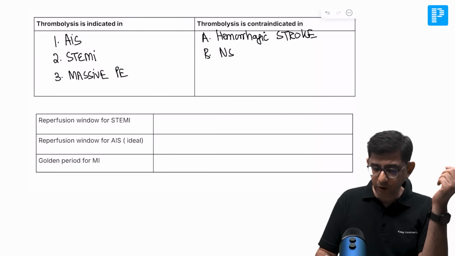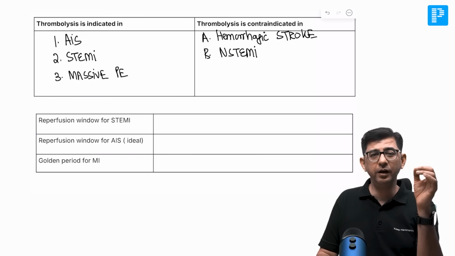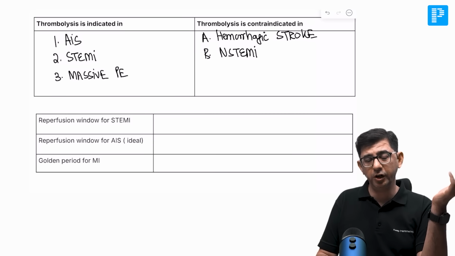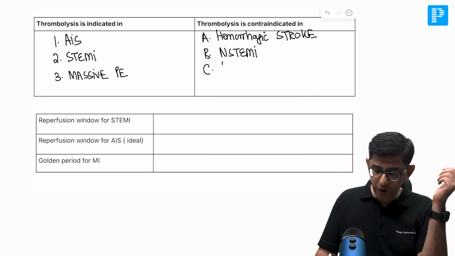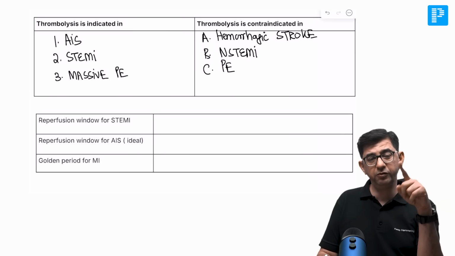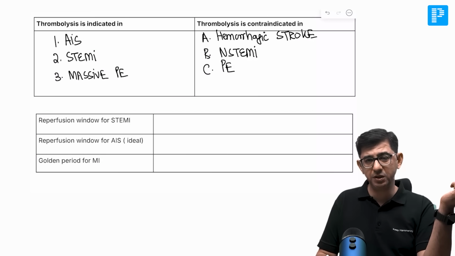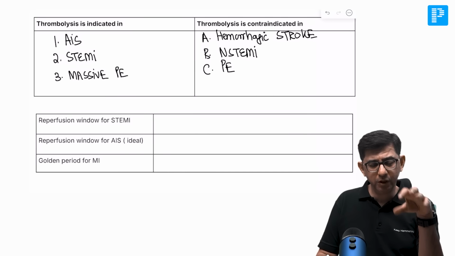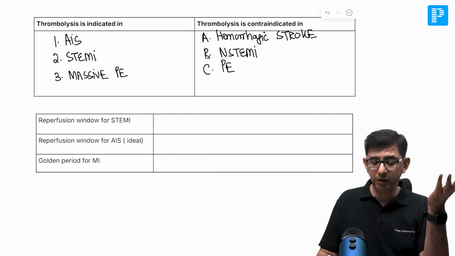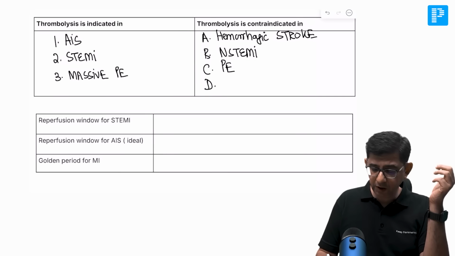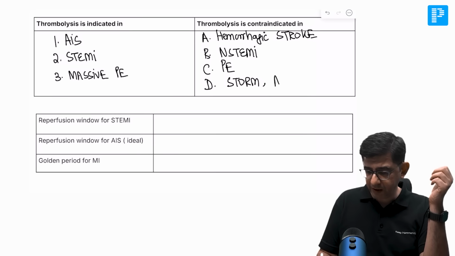We don't do thrombolysis in a non-ST elevation myocardial infarction because it's a platelet-rich clot. I've already explained that in the cardiovascular section. We will not be using it in plain pulmonary embolism. For massive pulmonary embolism, thrombolysis is in, but for plain pulmonary embolism, heparin or enoxaparin is sufficient. Then I've explained to you those STORM situations where STORM is valid for AIS.